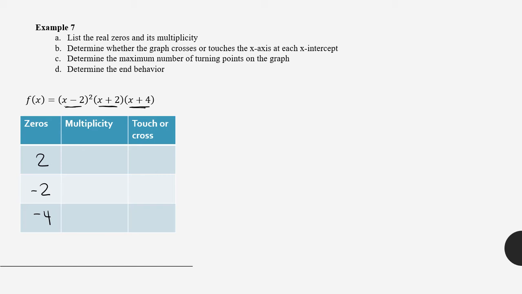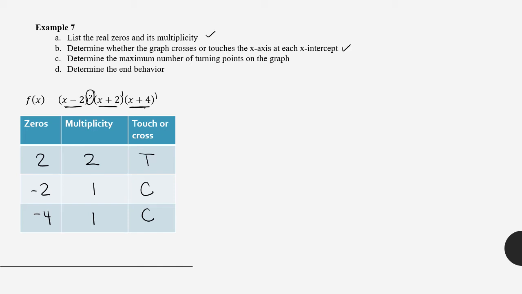So looking at my factored form, the multiplicity of 2 is 2, and the multiplicity of -2 and -4 are each 1. Remember, if it's an even multiplicity, the graph touches. Odd multiplicity, the graph will cross. So we've done A and B.